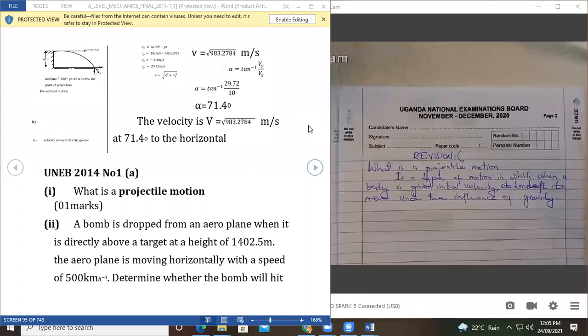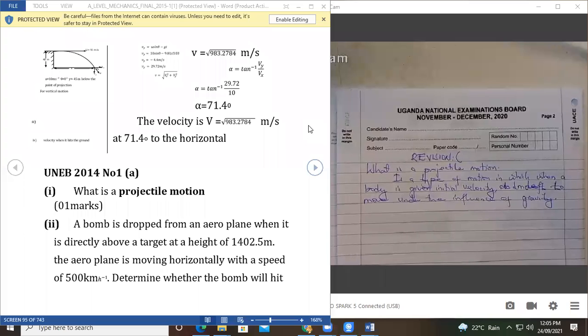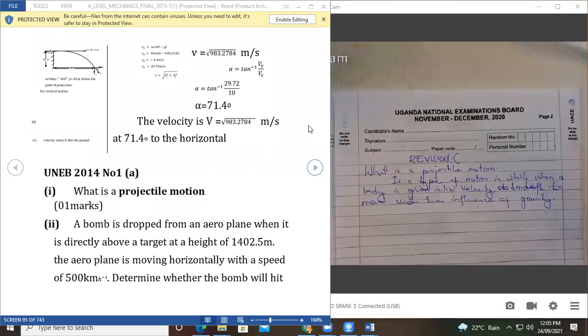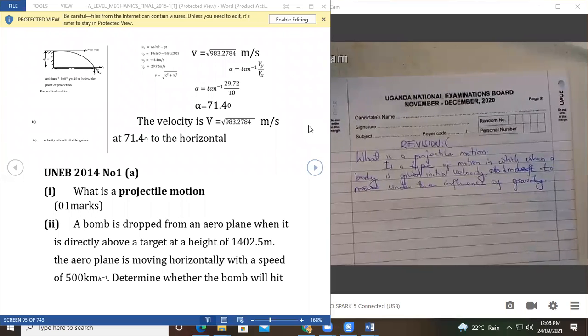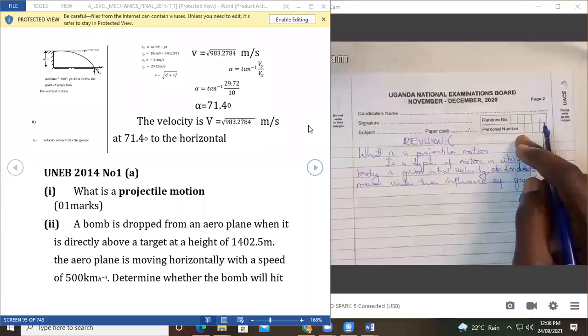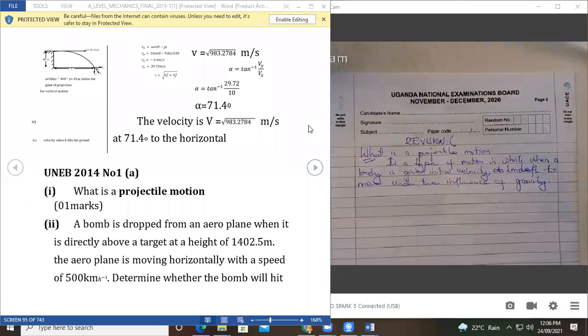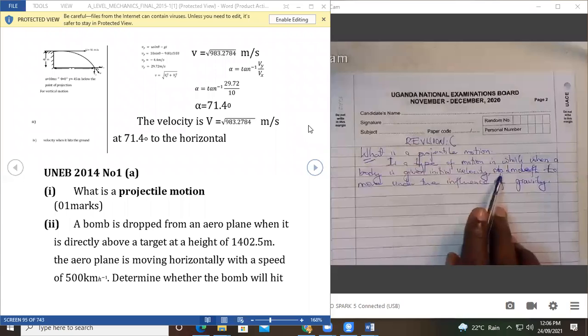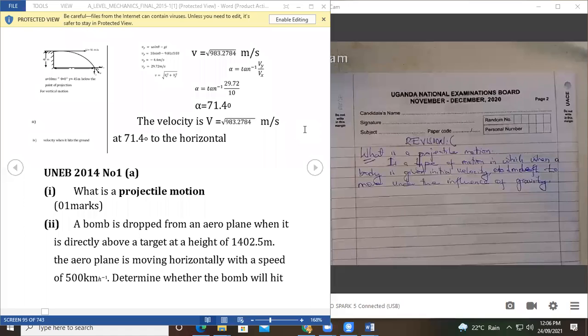I remember they explained at that time very well. There's a difference between what is and define. They may say define projectile motion, which is different from what is projectile motion. In a definition, you be precise. You only give a definition and you don't add anything. But if a question is what is, that's why many students fail physics, because they don't know how to interpret questions. You may find that they give only half the marks for this, because you have only defined. But the question is saying what is a projectile motion? So you say a projectile motion is a type of motion in which when a body is given initial velocity and left to move under the influence of gravity. Full stop.